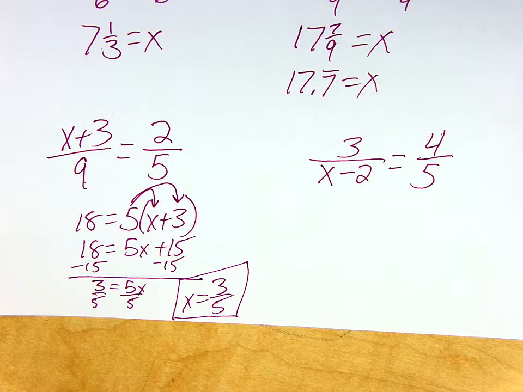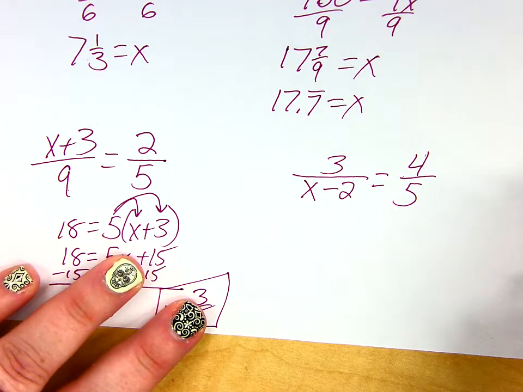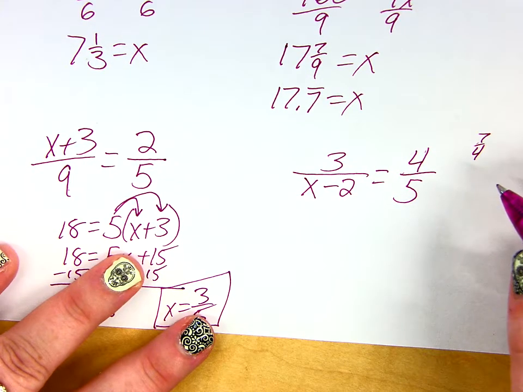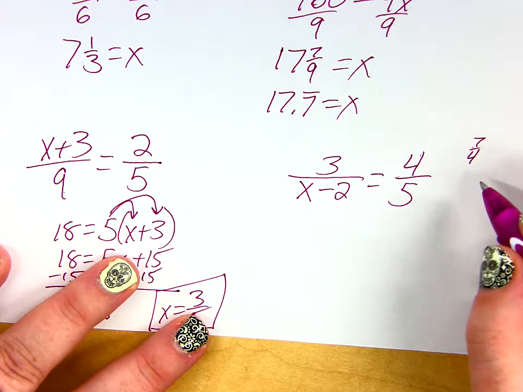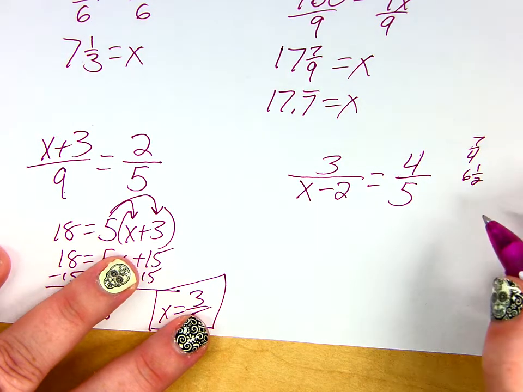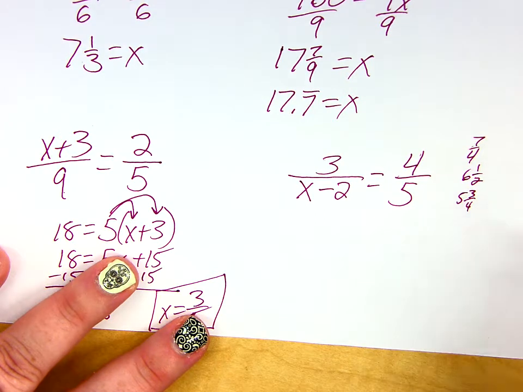Okay, we got something? Pablo, what's your answer? 7/4. Any other answers? Everybody got some? 6.5. Jed? 5 3/4. Oh boy. All right.